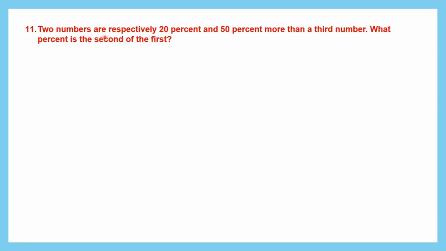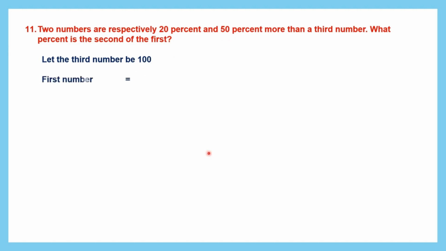Question 11. Two numbers are respectively 20% and 50% more than a third number. What percent is the second of the first? Okay, so let's begin by saying let the third number be 100. We don't know what the third number is, but we know that the first number is 20% more than the third number. The second number is 50% more than the third number.